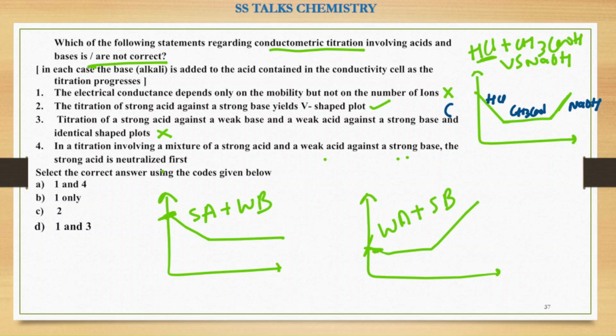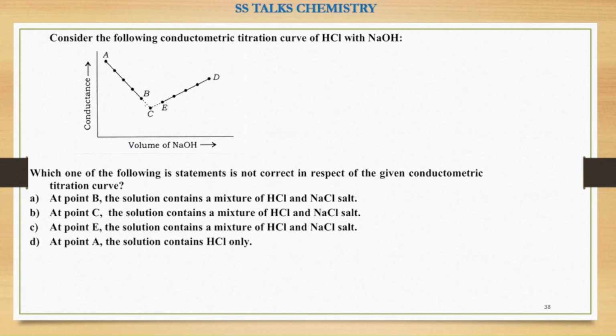Okay, so this is for the conductance versus the volume of NaOH. Firstly the HCl is neutralized, the statement is true. So the incorrect ones are the first and the third one, so that is option B over here. Okay. Next is this.